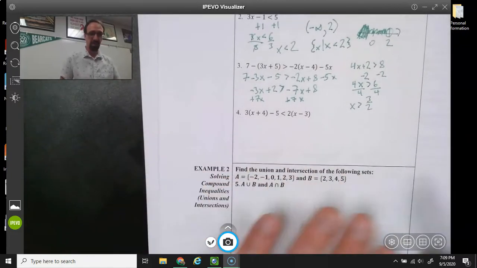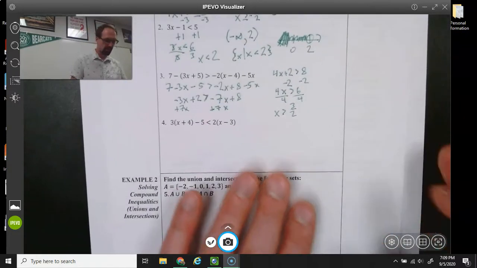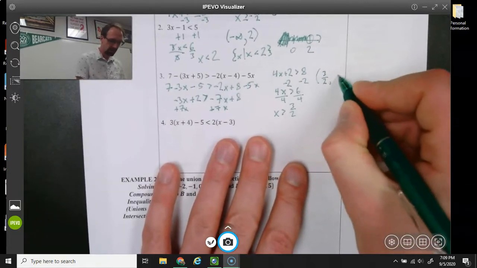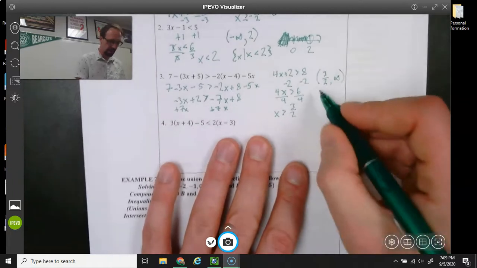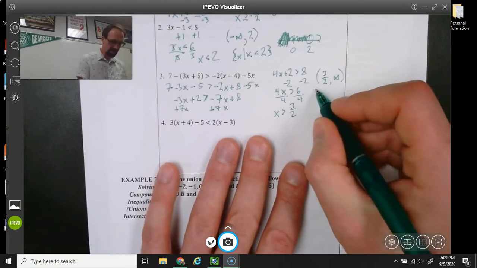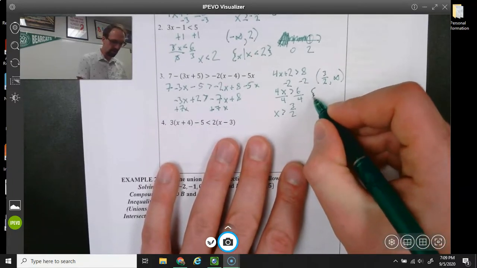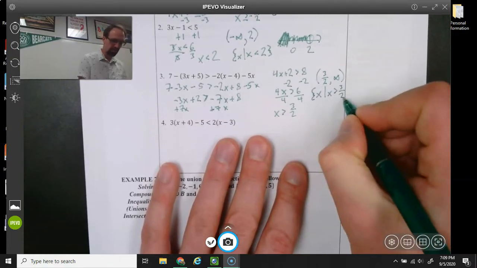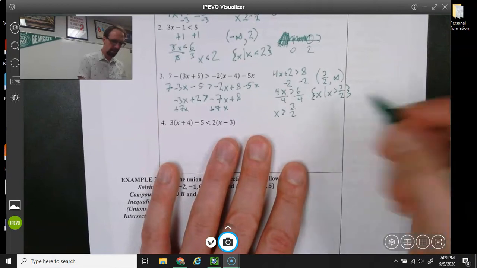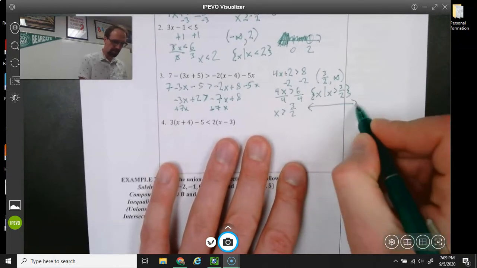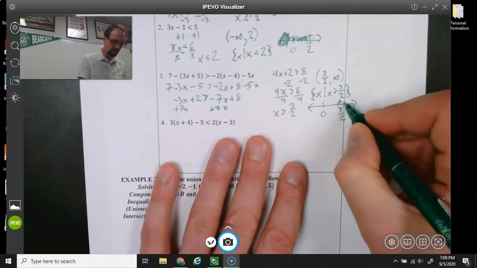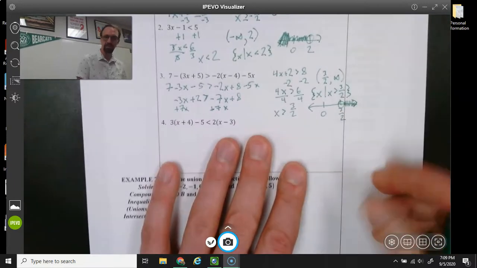Because x is greater than 3/2, then I can start my interval notation. So 3/2 to infinity. And then my set notation, x such that x is greater than 3/2. And then number line, 0 is here, 3/2 is here, open dot, and then shaded to the right.